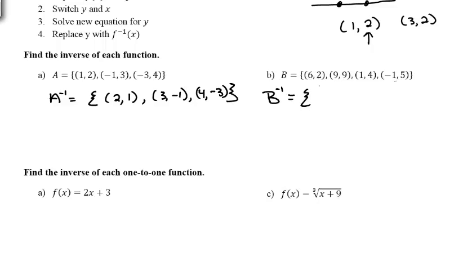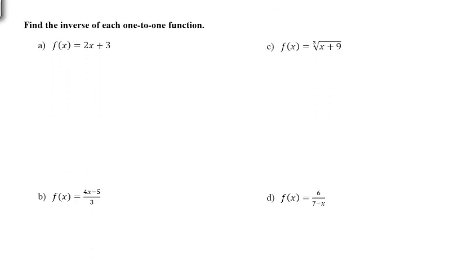So again, we just flip-flop these points. So instead of 6, 2, it's going to be 2, 6. Instead of 9, 9, well, 9, 9 stays the same when you flop it. And then 1, 4 will become 4, 1. And negative 1, 5 will become 5, negative 1. And so there's our inverse function for B there.